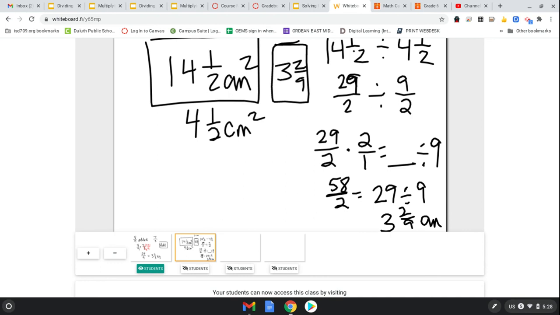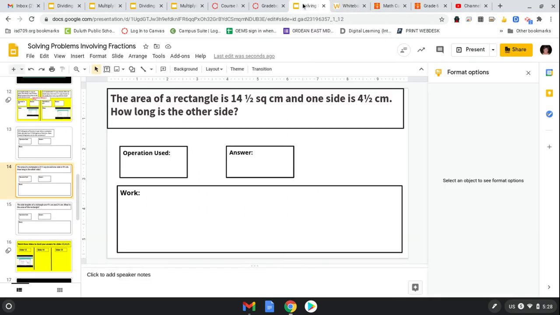Kind of a coincidence that the numbers match the numbers from slide 13. So if we go back here, you're going to put that you divide for your operation. Our answer was 3 2/9 centimeters. And here you could do the algorithm, you could draw out the picture, whatever you needed to do to get the answer.